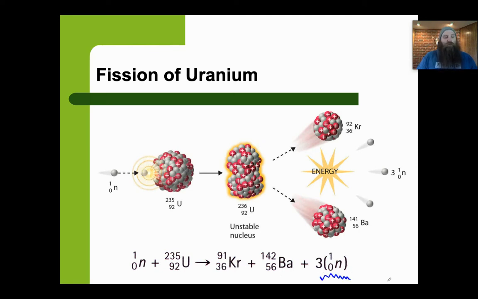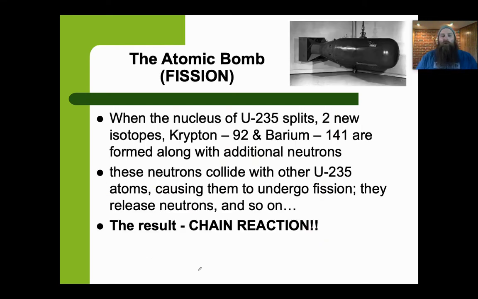Now, the 3 neutrons right there are the important thing, because if you have a lot of uranium in one place and you start to give off a bunch of neutrons, these neutrons recycle back and can split other uranium atoms, which will release even more neutrons, which will cycle back and start again. And so an atomic bomb works on that concept.